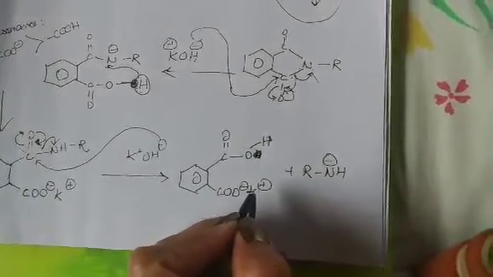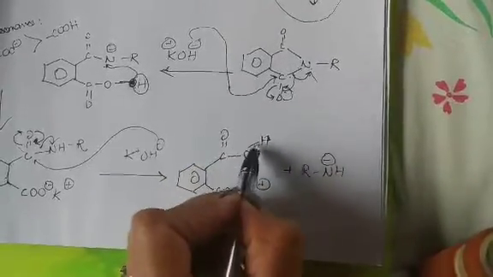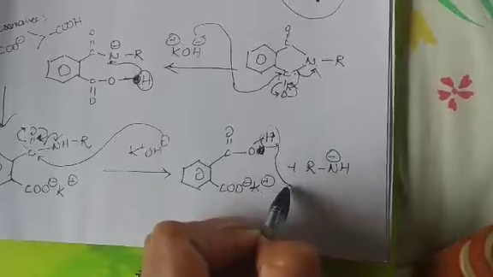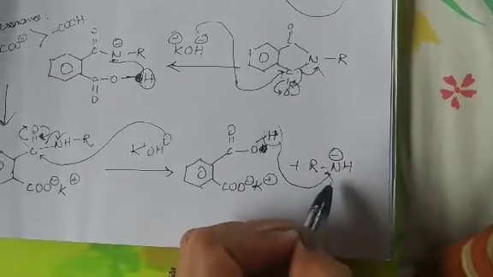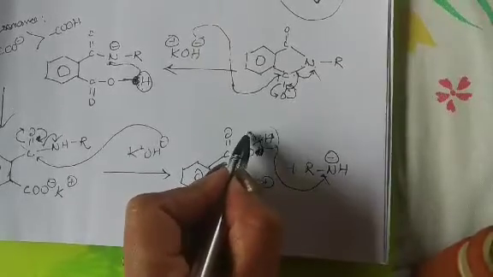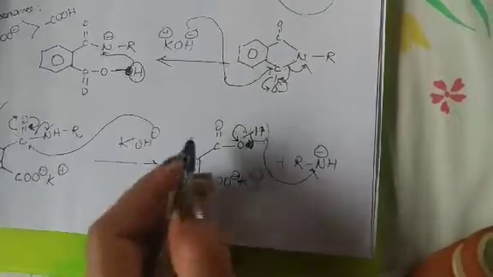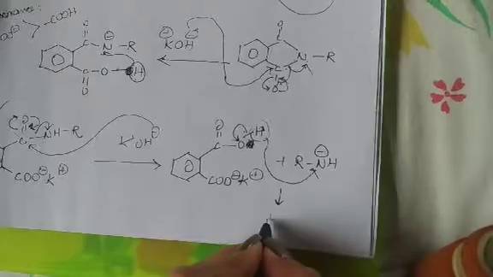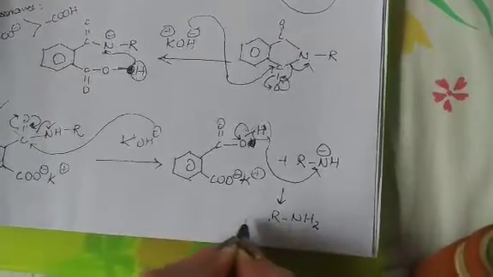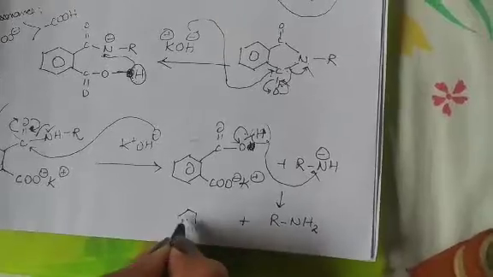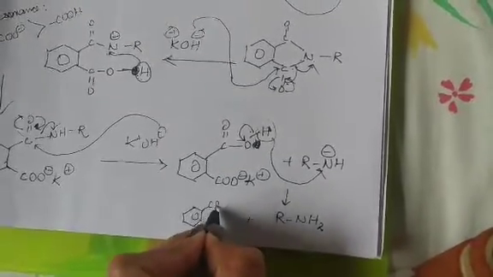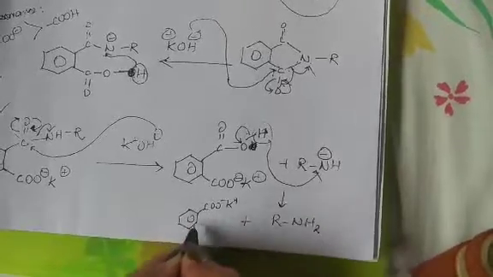Again, the proton transfer takes place. The hydrogen atom goes and bonds with the nitrogen atom, and then this bond, along with its bonding pair, goes to the oxygen atom. Therefore we would be getting our resulting amine, that is RNH2, plus the acid salt, RCOO minus K plus.